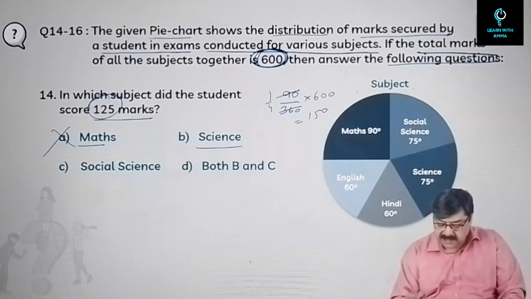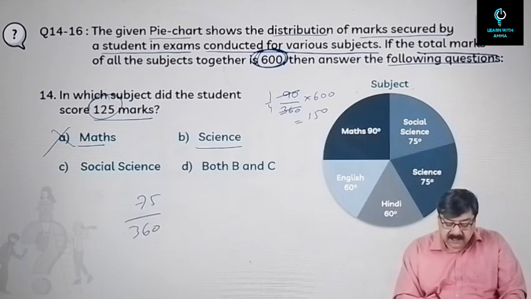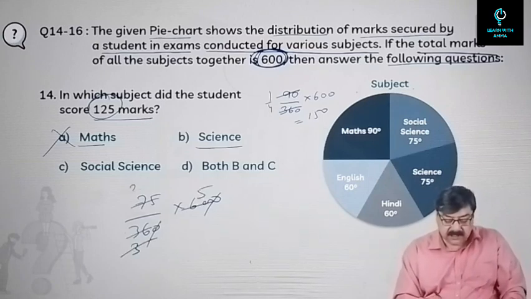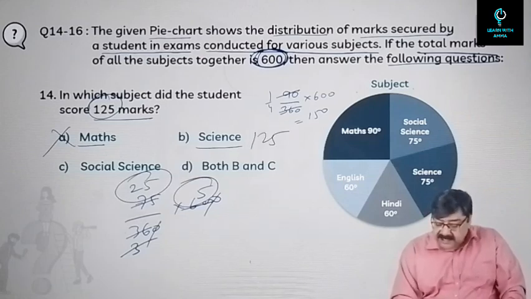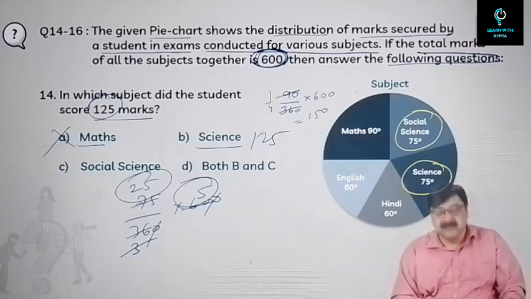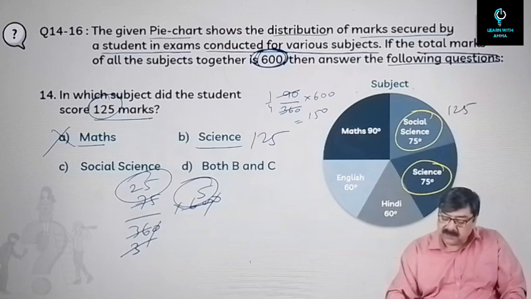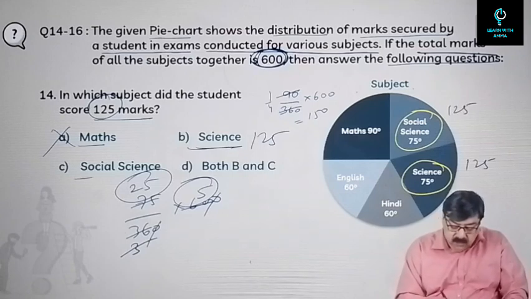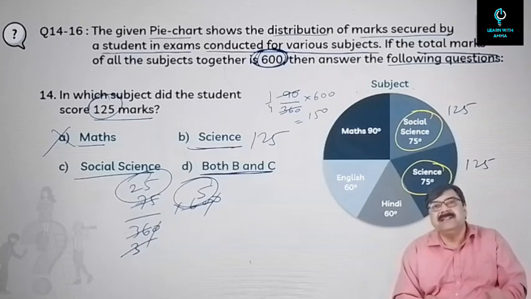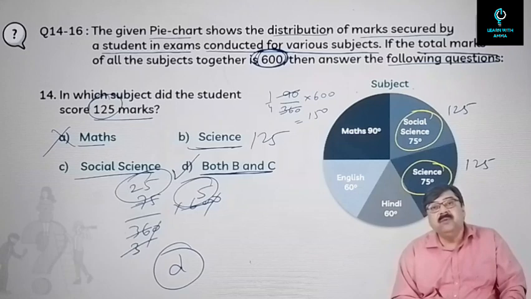Look at B, science. Science is 75 degrees. So 75 by 360 into 600. 12 threes are 36 and 12 fives are 60. So this goes by 3 twos and 5s. So 25 into 5, yes, 125. But science here is 75 degrees, as you can see here. And similarly, social science is also 75 degrees. So in that case, the student must have scored 125 marks in social science as well as science, and this is given to us in choice D, which says both B and C. So hence, choice D here would be the correct answer.